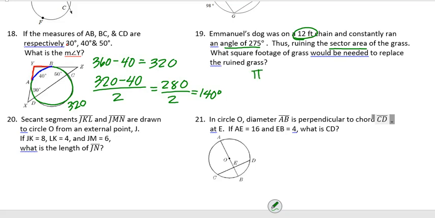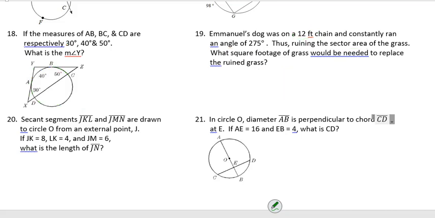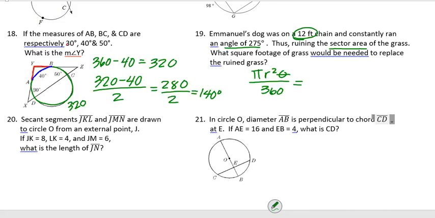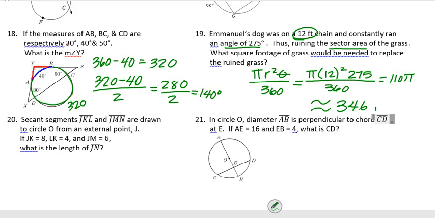So we're going to use pi r squared theta over 360 to find what it is. This time we are going to multiply by pi, so we're going to do pi times 12 squared. Our theta here is our angle, 275. And we're going to divide all that by 360. Now this time we are going to multiply by our pi, so what we would have gotten is 110 pi. So when we multiply that, we get approximately 346 feet squared.